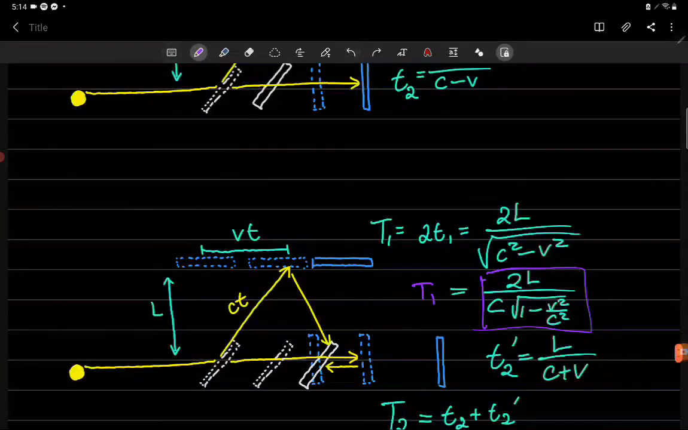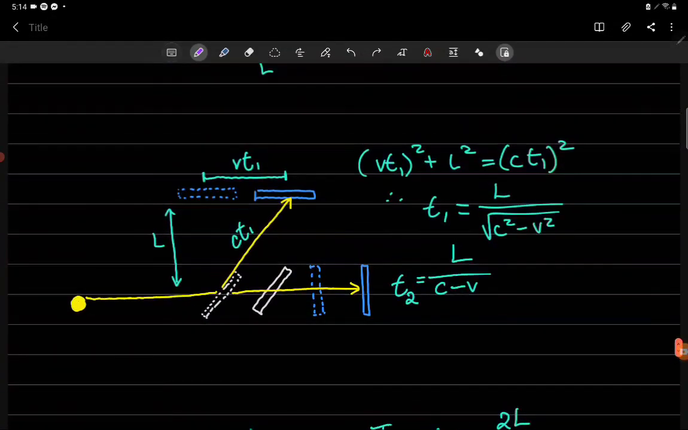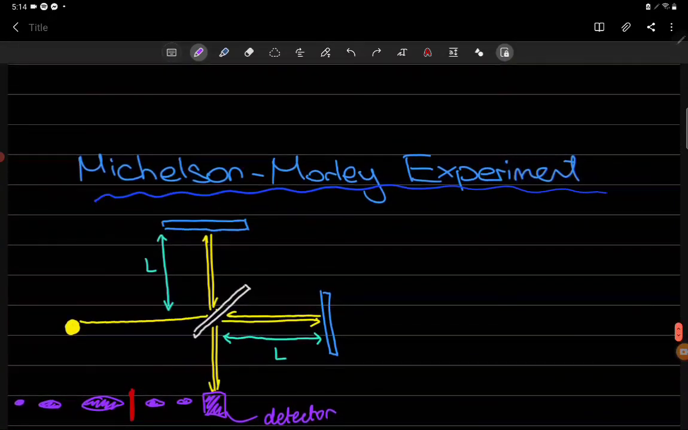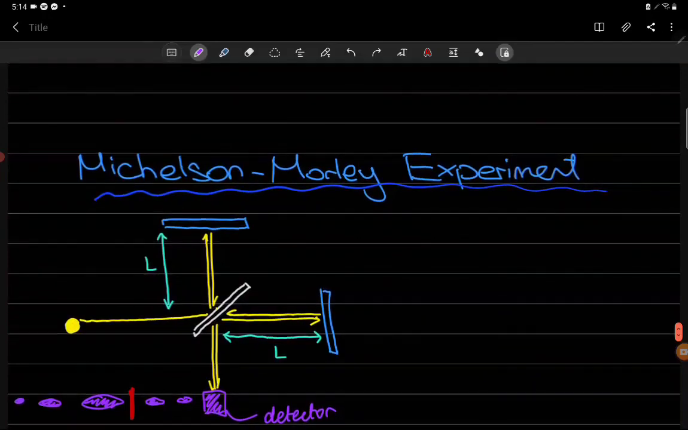Okay, so hopefully that clears up some questions about what Michelson Morley's experiment is for, and some of the things he expected and the results he ended up getting.